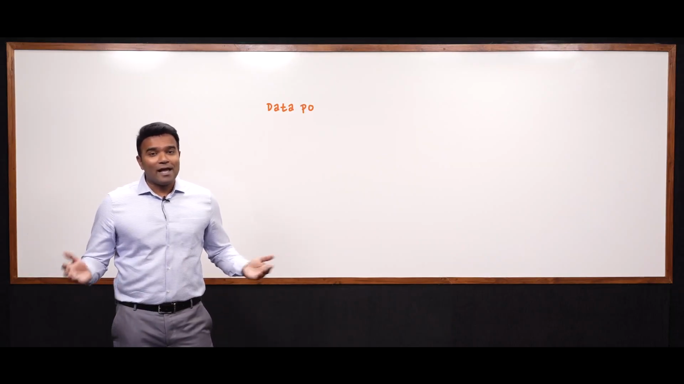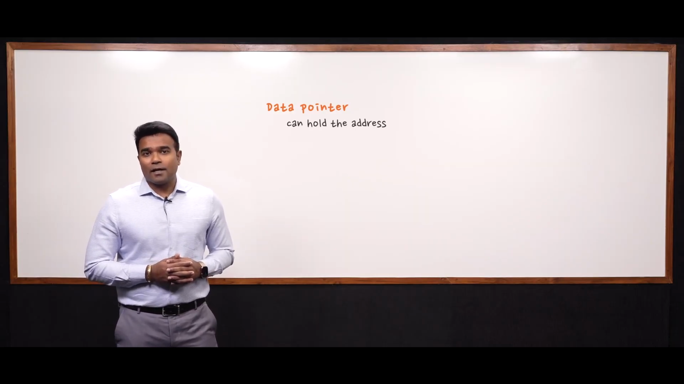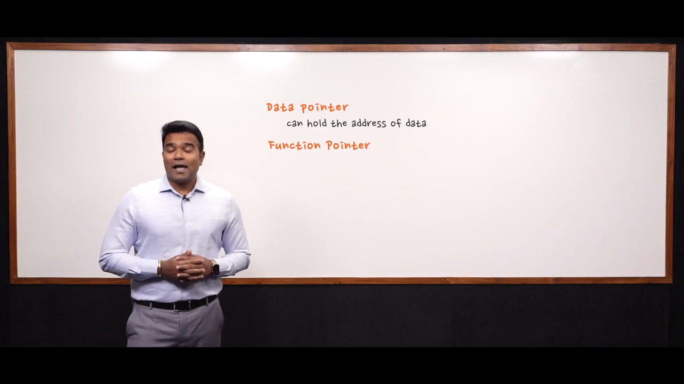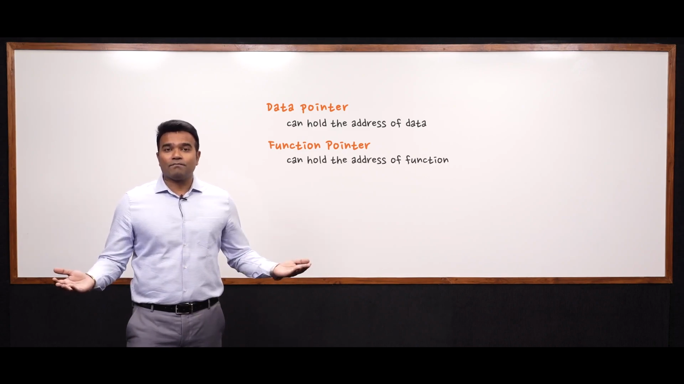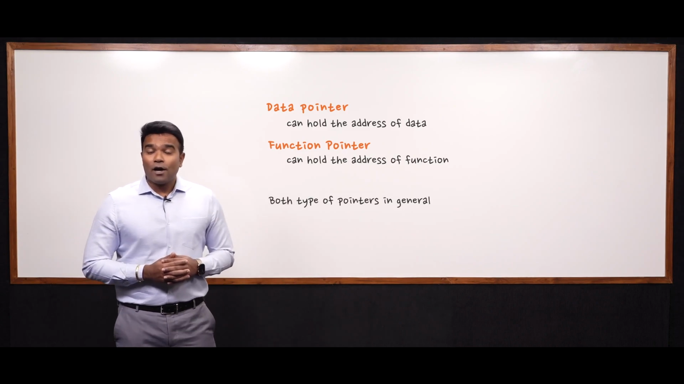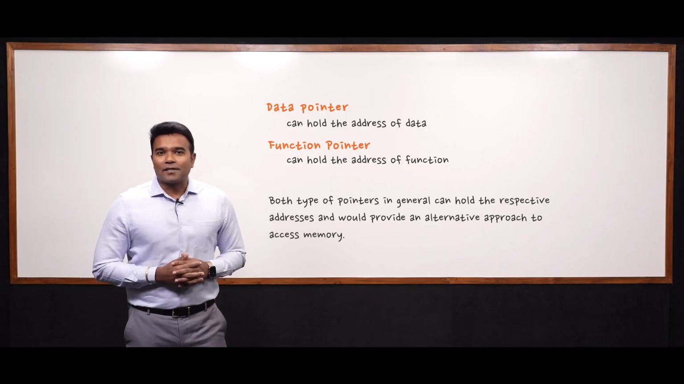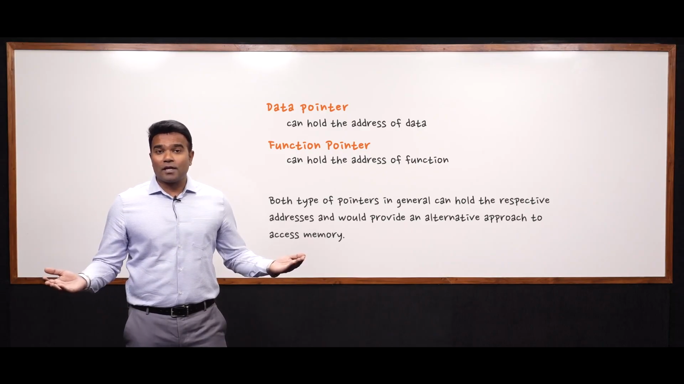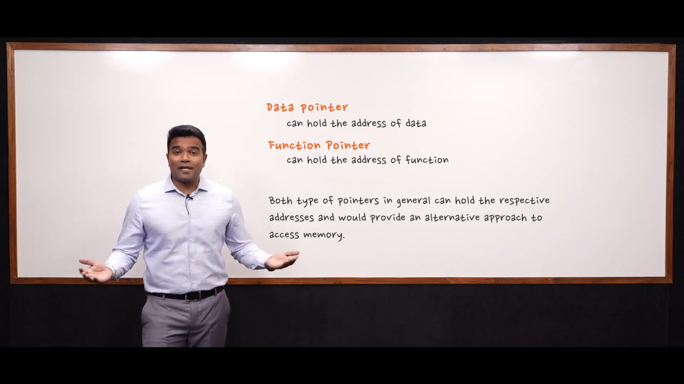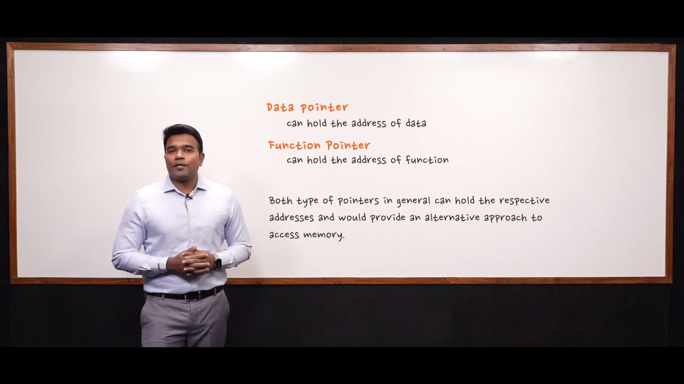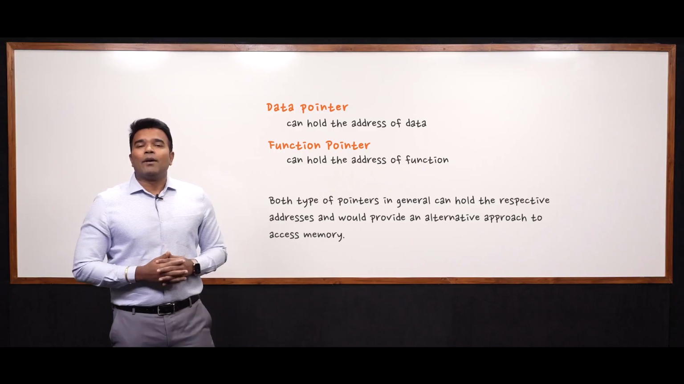A data pointer, as the name suggests, is a variable which holds the address of data, whereas a function pointer, as the name suggests, is a variable which holds the address of a function. In other words, be it a data pointer or a function pointer, what the pointer always holds is the address. And what is the use of both of these? I have told you that the use of pointers, be it a data pointer or a function pointer, is that it provides us an alternative way to access the memory location.